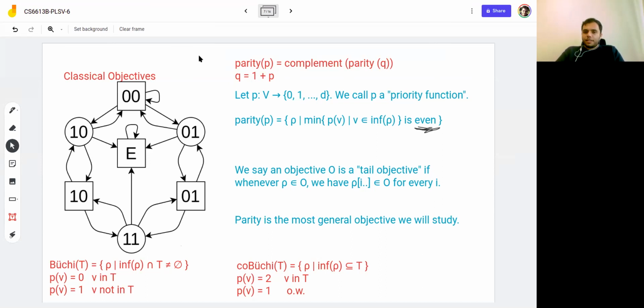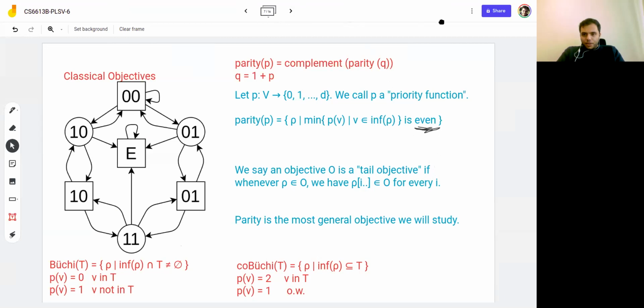Okay, are there any questions? Is everyone clear on how parity works? Okay, so no questions, that's fine.